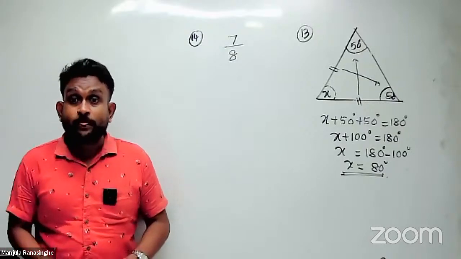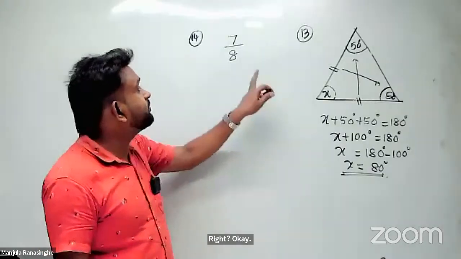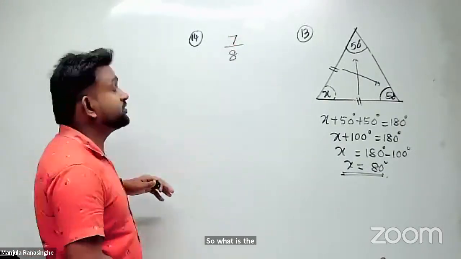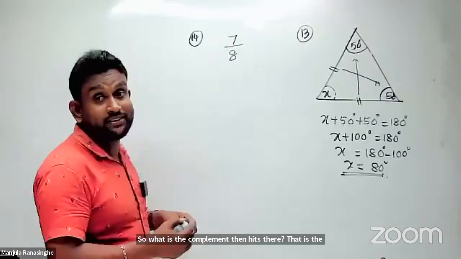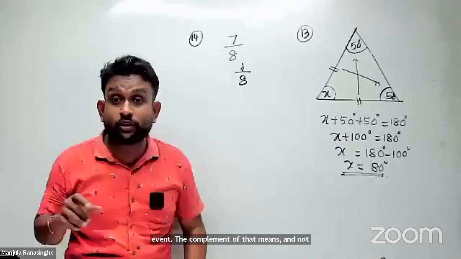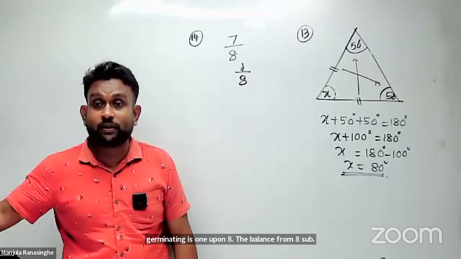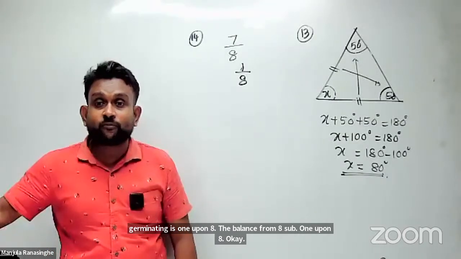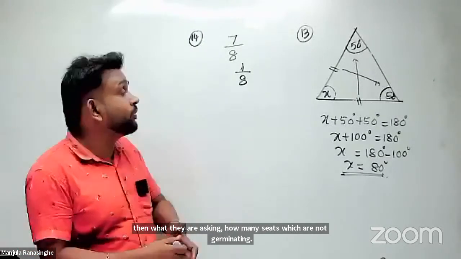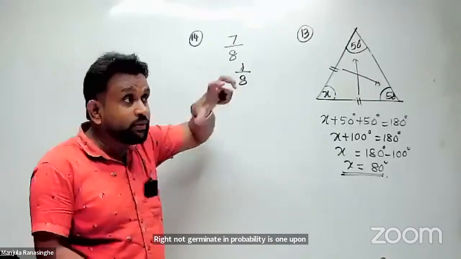So what is the complement then? 7/8 is the event. The complement of that, not germinating, is 1 upon 8, the balance from 8 subtract 7. Then what they're asking is how many seeds are not germinating. The not germinating probability is 1 upon 8. Then how many seeds are there?